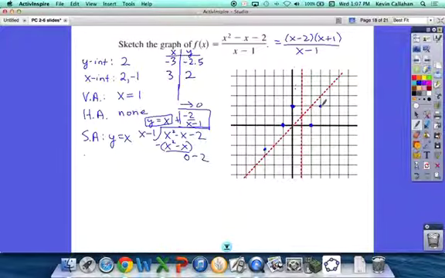And I think those 2 points just confirm what we kind of already suspected in terms of the shape of this graph. It looks like it'll go something like this. Right? Remember, as it approaches the vertical asymptote, it's got to veer off towards positive or negative infinity. And that is the graph.